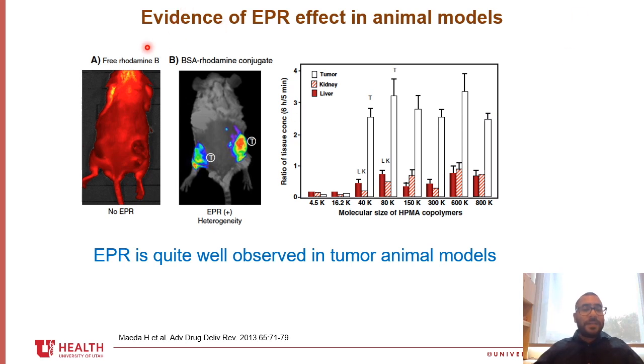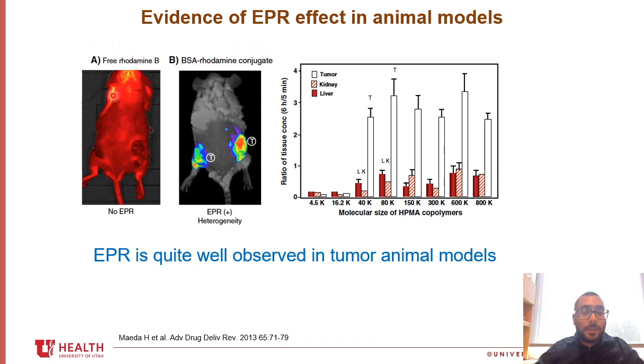So we have seen evidence of EPR effect in animals and models, and it's quite well observed. When we grow tumors inside animals, we see that EPR effect is quite prevalent in these animals. For example, in this case, the animal was delivered an imaging agent which was incorporated with a nanoparticle, which is the PSA.